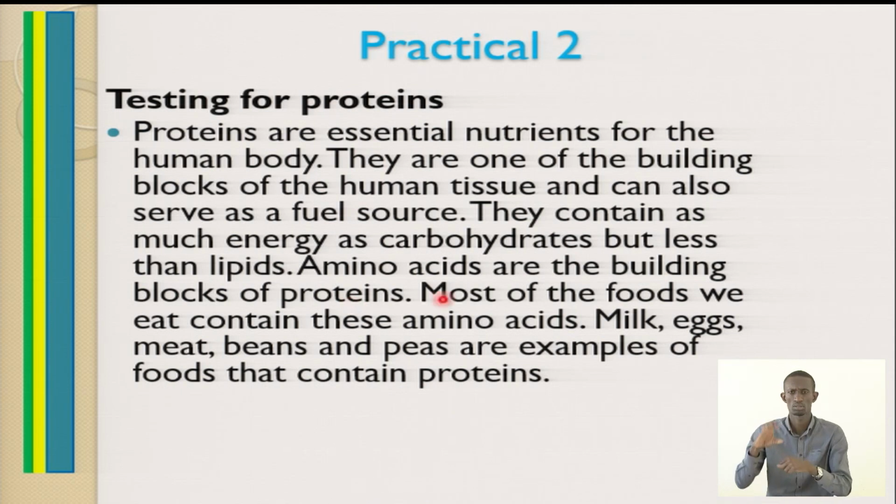What are the building blocks of proteins? The building blocks of proteins are called amino acids. We have very many amino acids in our body, almost 20, and they perform different functions. Most of the food we eat contains these amino acids. Examples are milk, eggs, meat, beans and peas, which are foods that contain proteins.